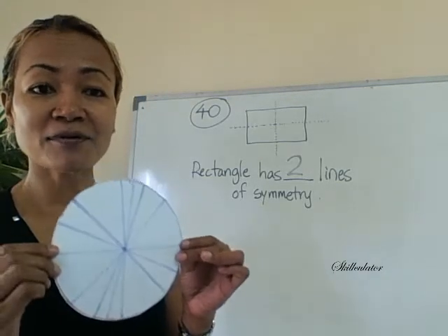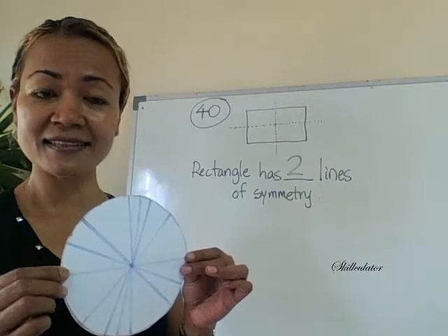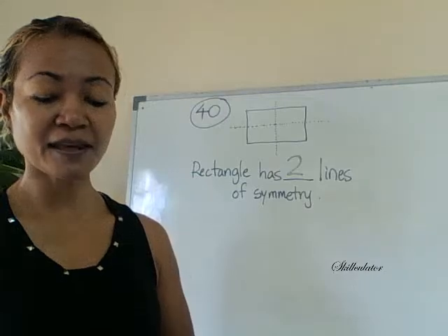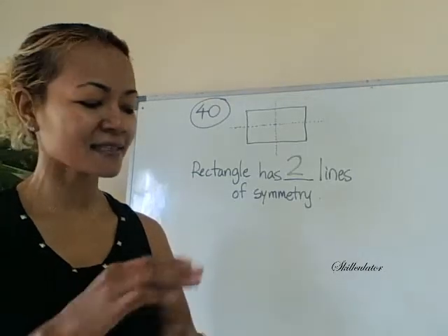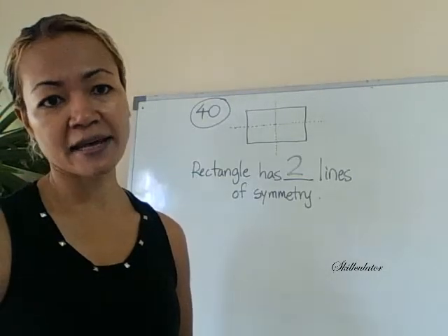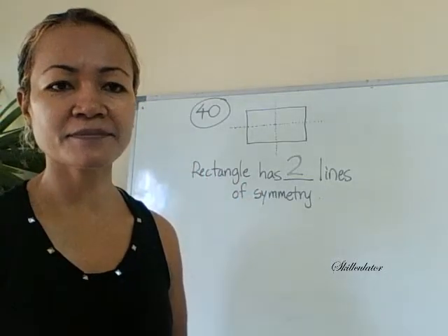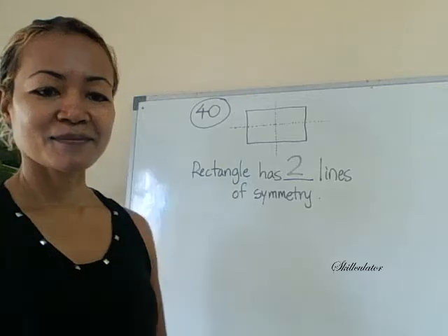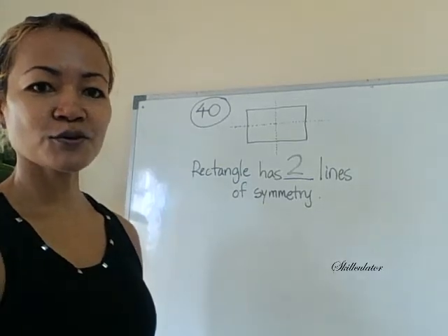So the number of lines of symmetry that a circle has is actually infinite. You familiar with that word, infinite? Infinite means it's a number too big to name. Don't know the number, too big. You can keep going and going and going. So that's number 40.